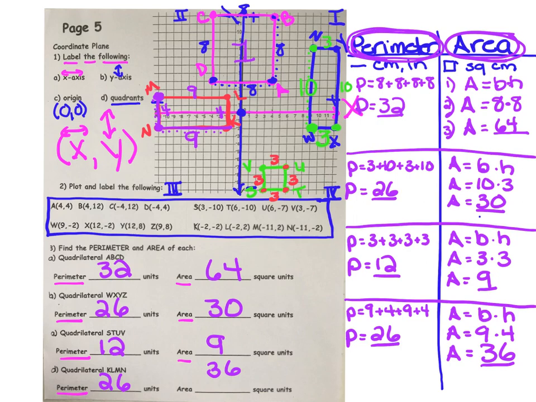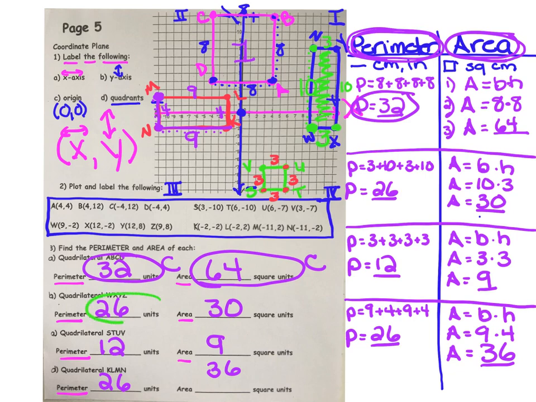Let's compare your work and my work. For ABCD, you should have gotten a perimeter of 32 units and an area of 64 units. Give yourself a C if you completed that correctly. For our next figure, WXYZ, you should have gotten 26 units for the perimeter and 30 square units for the area on the inside.